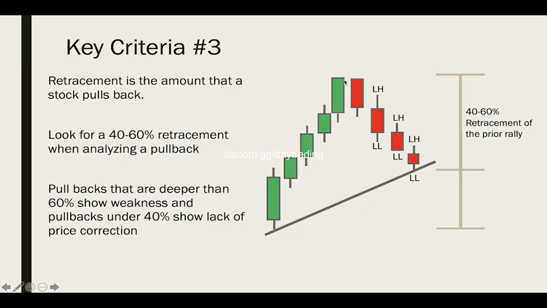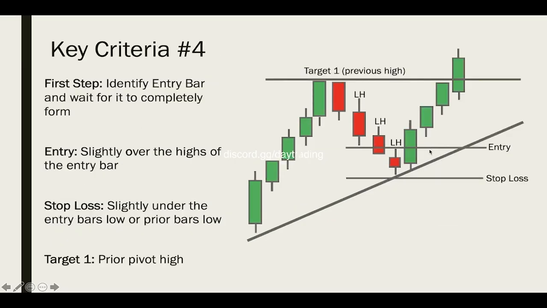Furthermore, if we retrace under 40%, meaning we retrace to only right here, well, that shows lack of price correction, because we're still going to have significant distance between price and the 20-day moving average, right? So we want to have that golden spot of 40 to 60% retracement of the prior rally, okay? Hopefully that makes sense. Key criteria number 4, let's talk about the entry, stop loss, and targets.